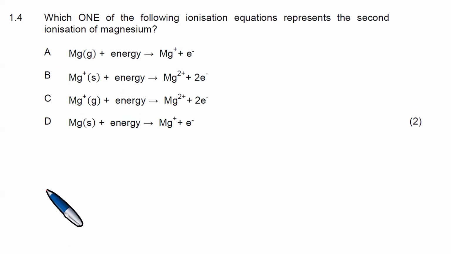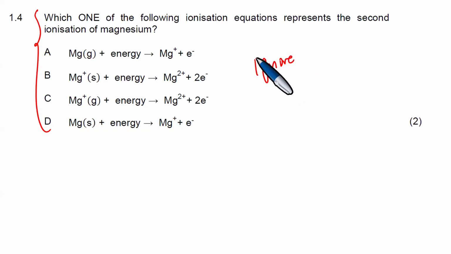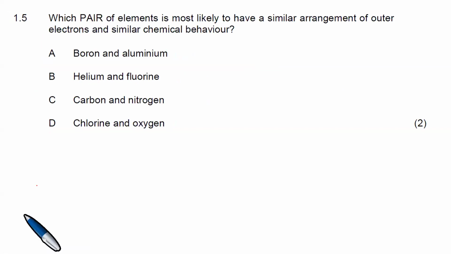Right, in 1.4, we need to ignore this question. It had issues. So we ignore this particular question 1.4 and move to the next one.